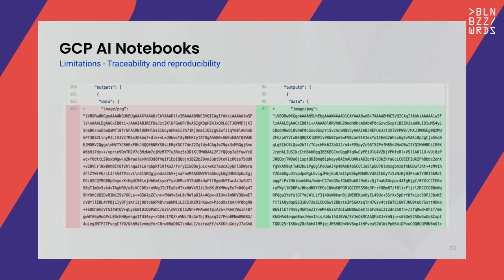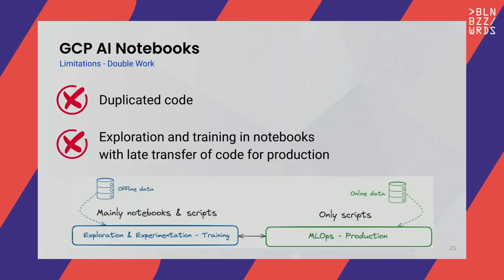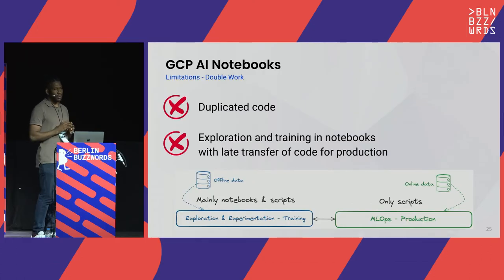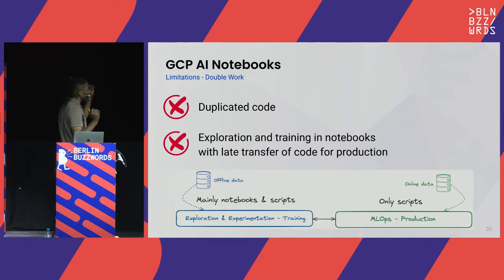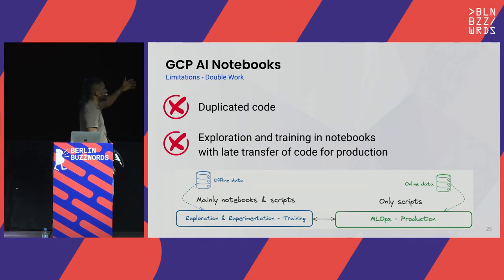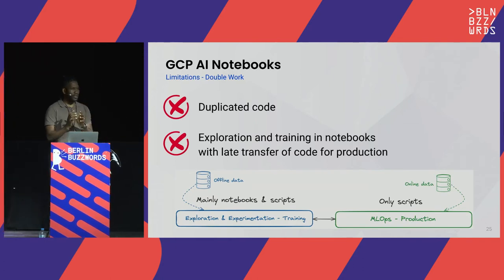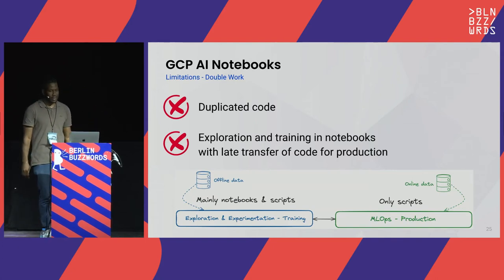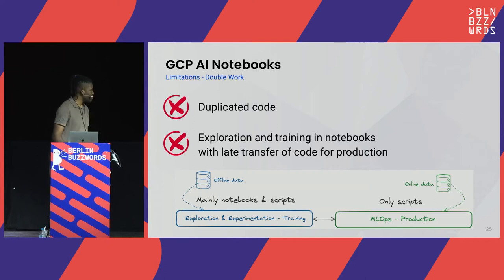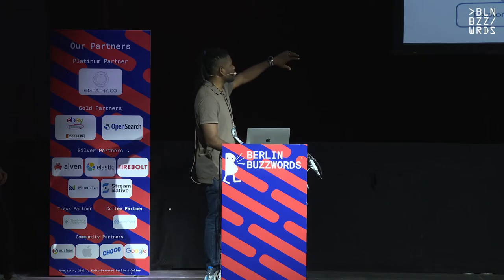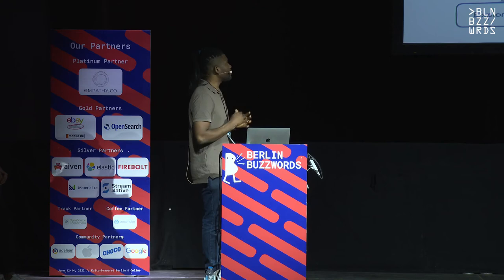You cannot know what modification is. And the third and last limitation is the double work. Today, how we work, we have two parts: we have notebooks where we write some functions, and then in production, we just copy the code and paste it into production. Yes, it's not very good. This is why we have a lot of duplicated code.